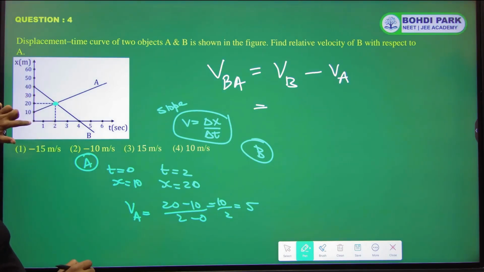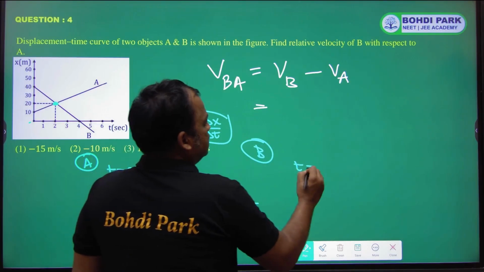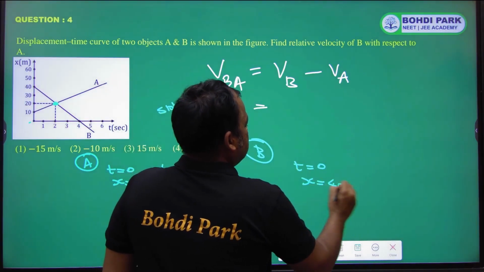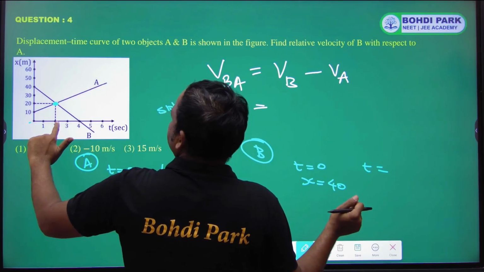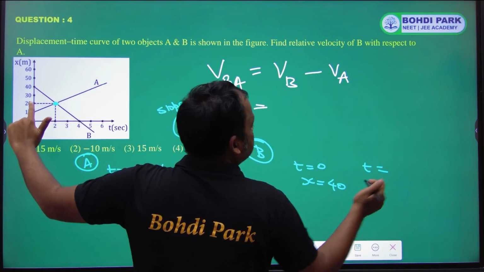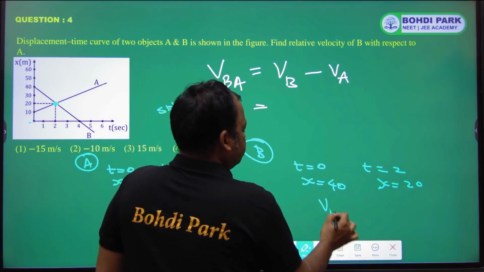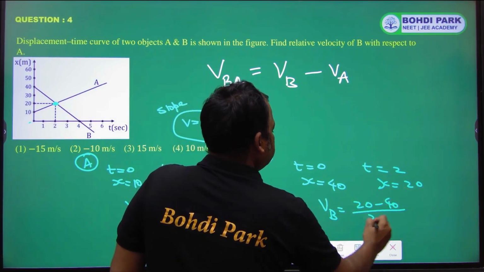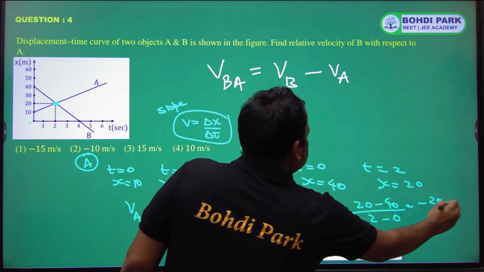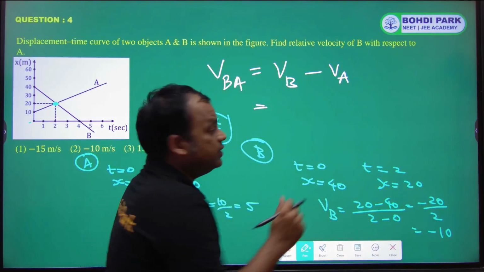Now for B, we have t is equal to 0, x is 40, and for t is equal to 2, x is 20. So velocity of B is equal to 20 minus 40 by 2 minus 0. So minus 20 by 2, or minus 10.